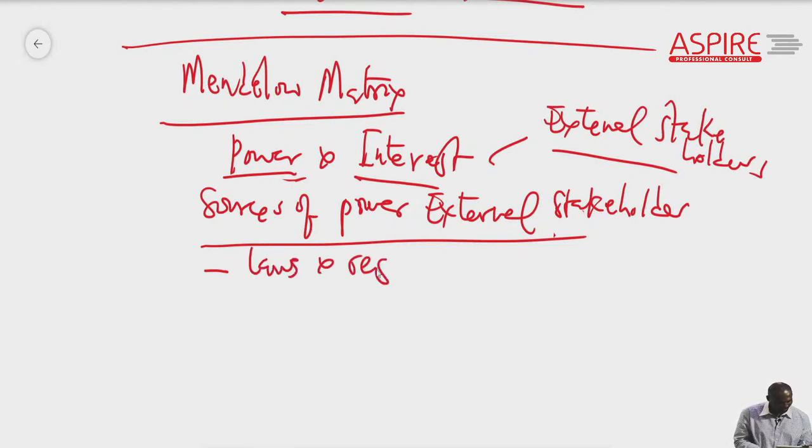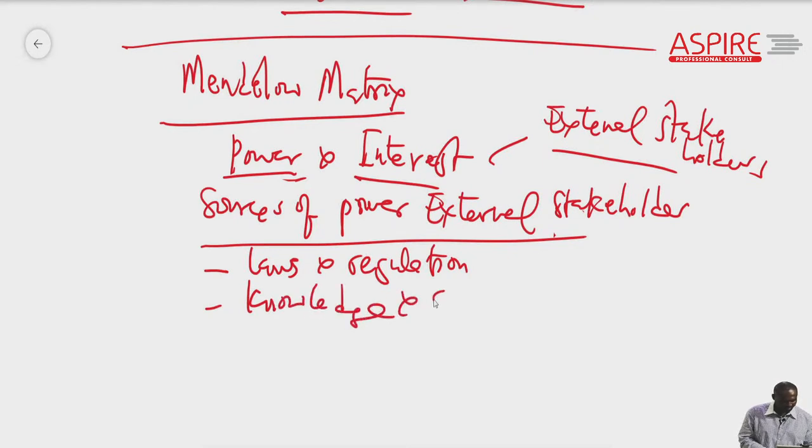Laws and regulation. So if that external stakeholder has the power to regulate you, to put up a new law, clearly they have power. Then we spoke about knowledge and skills also. Lovely answer. Thank you for that person online. Knowledge and skills. Very, very good answer.